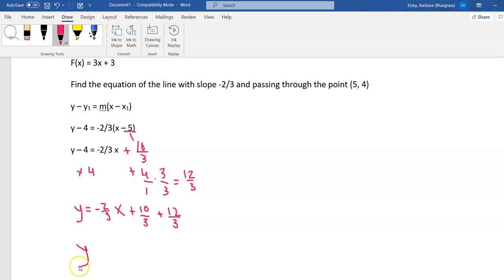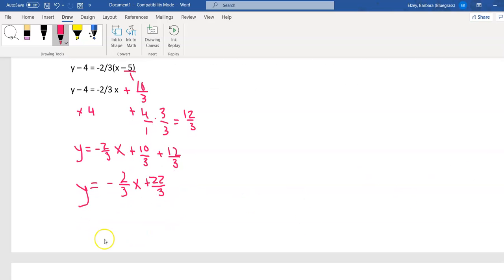And remember, when we are adding fractions, the denominator stays the same, but we combine the numerators. So 10 plus 12 is 22 over 3. And there is our final linear equation. All right, and of course we could change that into functional notation if the question asks for it. So we could change the y into an f of x, and then the rest of this would remain the same.